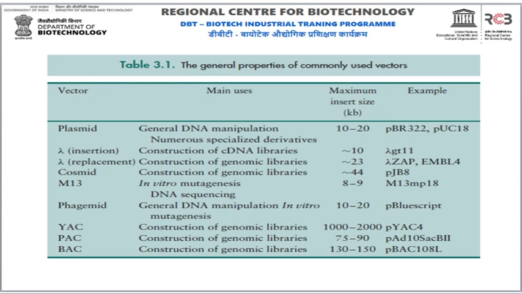Again, cosmids are also employed for genomic libraries, whereas M13 phage is used for two applications. The first application is in vitro mutagenesis, and the next is DNA sequencing.